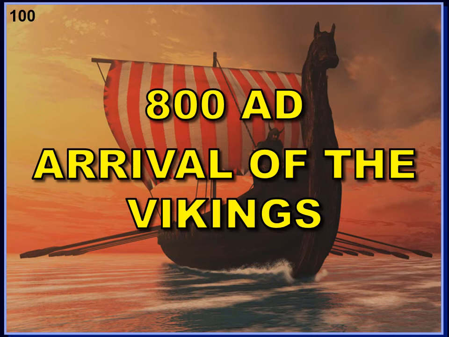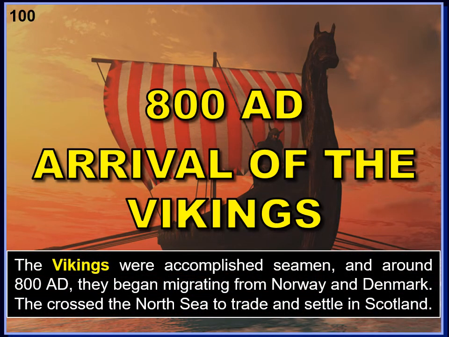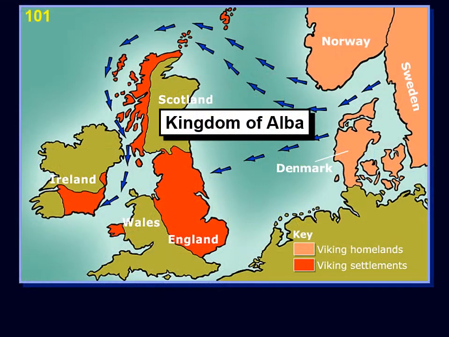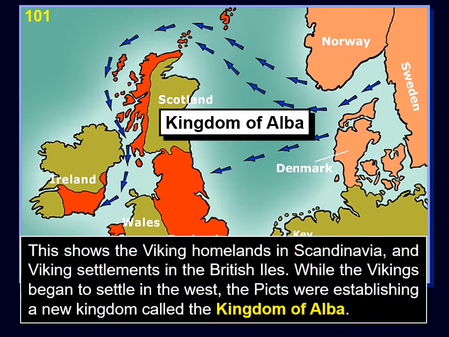The Vikings were accomplished seamen, and around 800 AD, they began migrating from Norway and Denmark. They crossed the North Sea to trade and settle in Scotland. This shows the Viking homelands in Scandinavia, and Viking settlements in the British Isles.